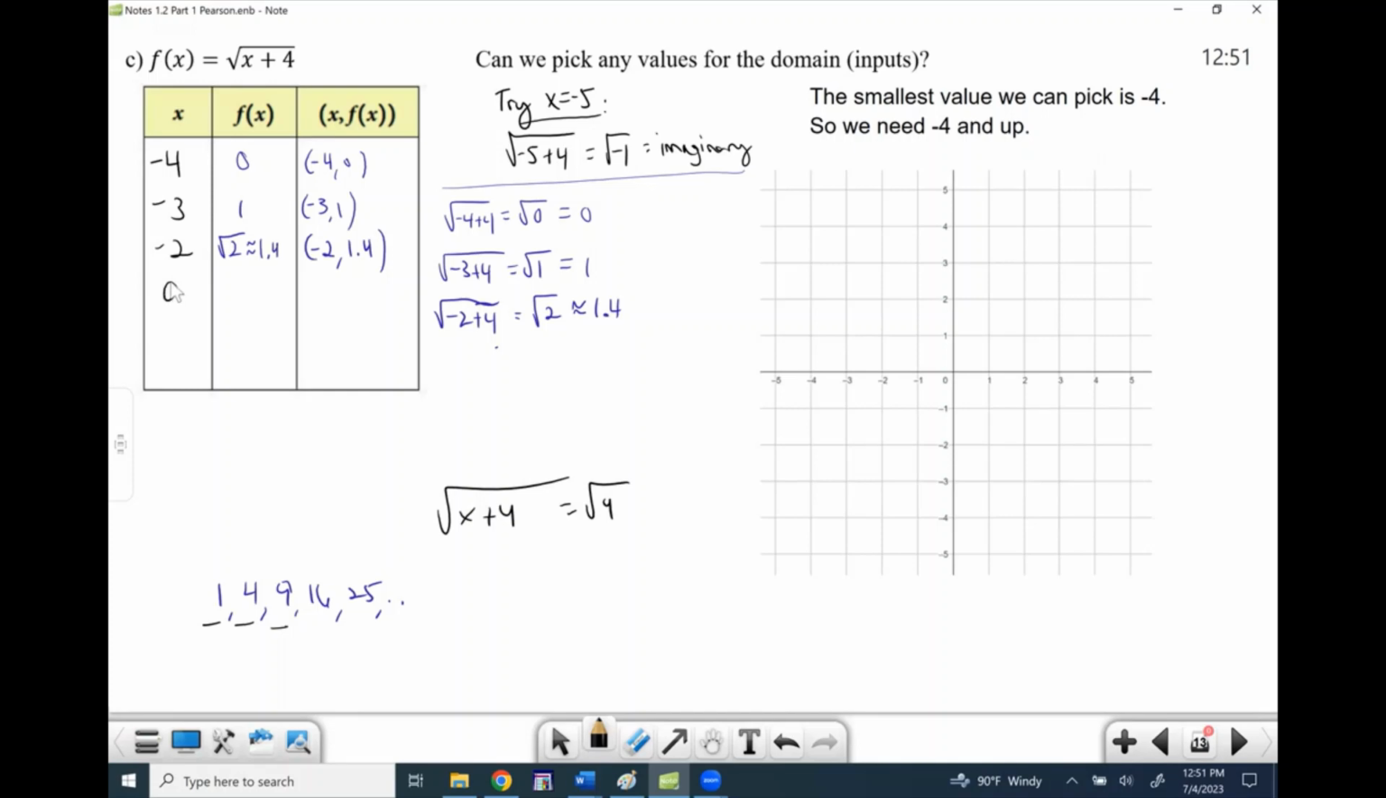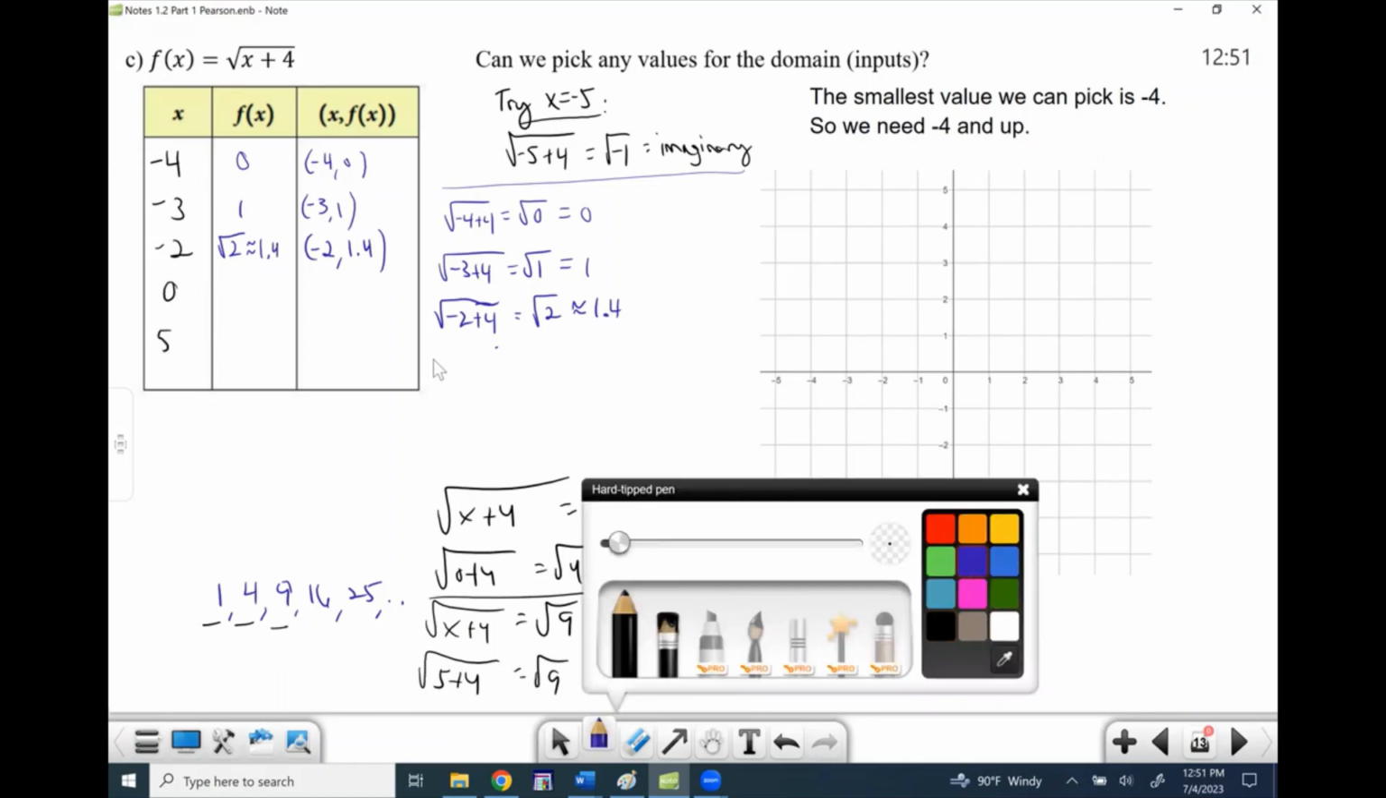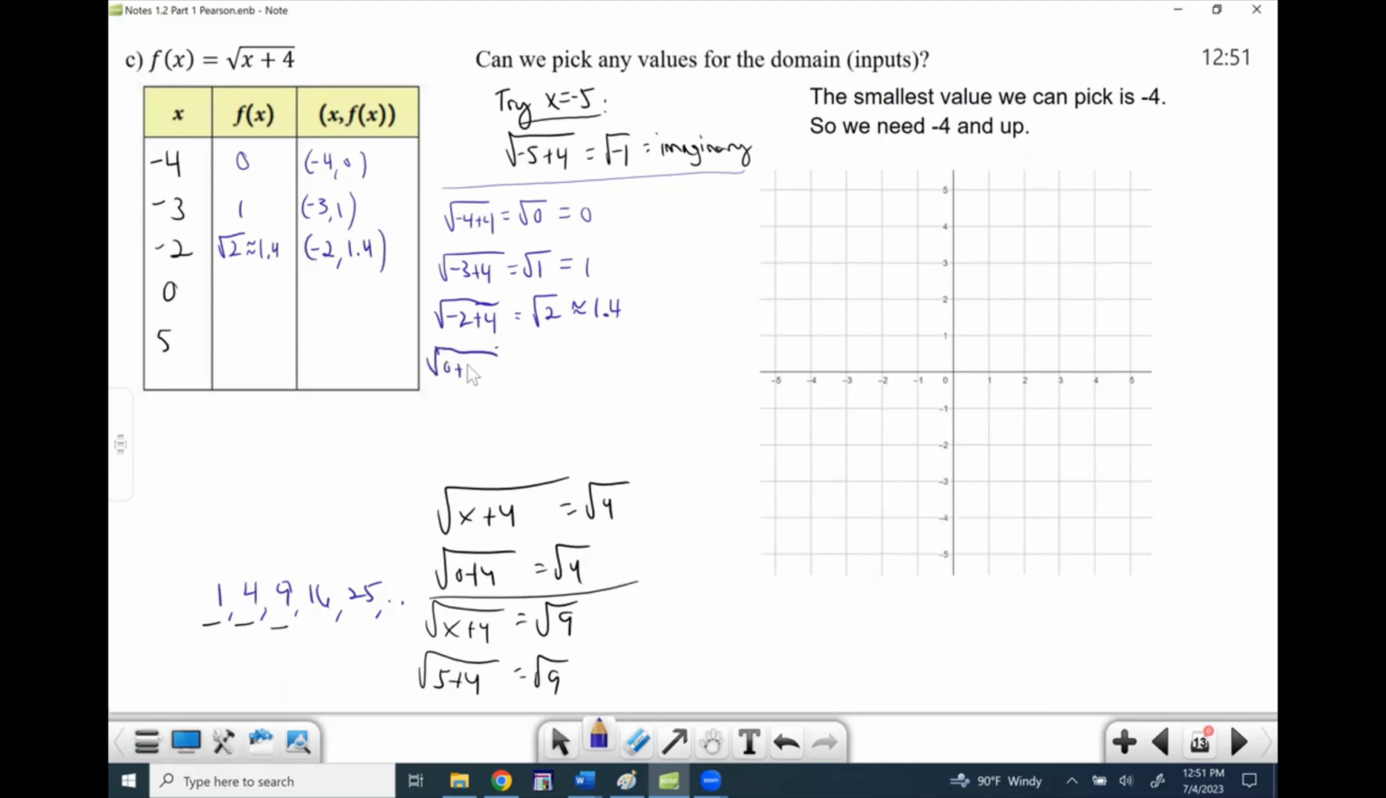So what plus 4 would get us 4? Well, it'd have to be 0, right? 0 plus 4 would get us 4. And then we want to get 9. So what plus 4 will get us a 9? 5 plus 4 will get us a 9. So we want to pick 5. Okay, so I'm going to do those up here. So it is 0 plus 4. So that gets us 4, which is 2, because 2 times 2 is 4. And then 5 plus 4 gets us 9, which is 3.